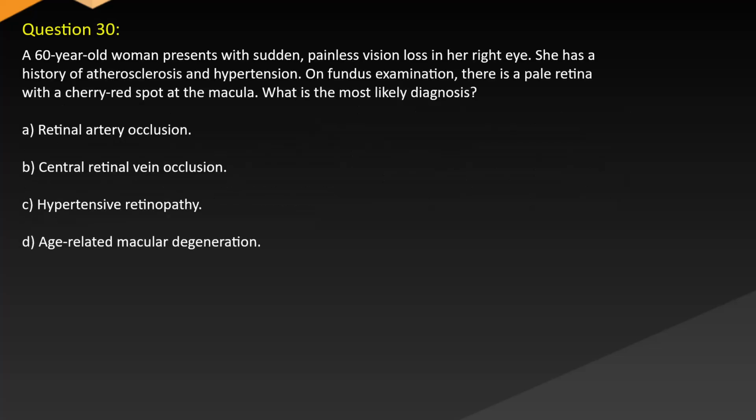Question 30. A 60-year-old woman presents with sudden painless vision loss in her right eye. She has a history of atherosclerosis and hypertension. On fundus examination, there is a pale retina with a cherry red spot at the macula. What is the most likely diagnosis? A. Retinal artery occlusion. B. Central retinal vein occlusion. C. Hypertensive retinopathy. D. Age-related macular degeneration.